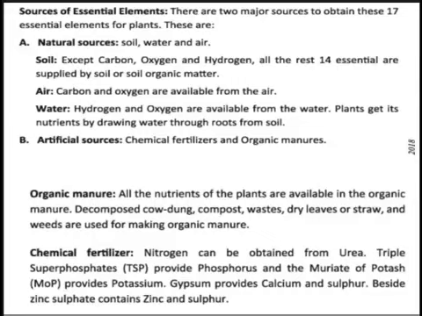If I use urea, we will get nitrogen. Triple superphosphate, TSP, provides phosphorus, and muriate of potash, MOP, provides potassium, and gypsum provides calcium and sulfur, and besides, zinc sulfate contains zinc and sulfur. So we can get the artificial sources. From the artificial sources also we can get all the essential elements from the natural source.